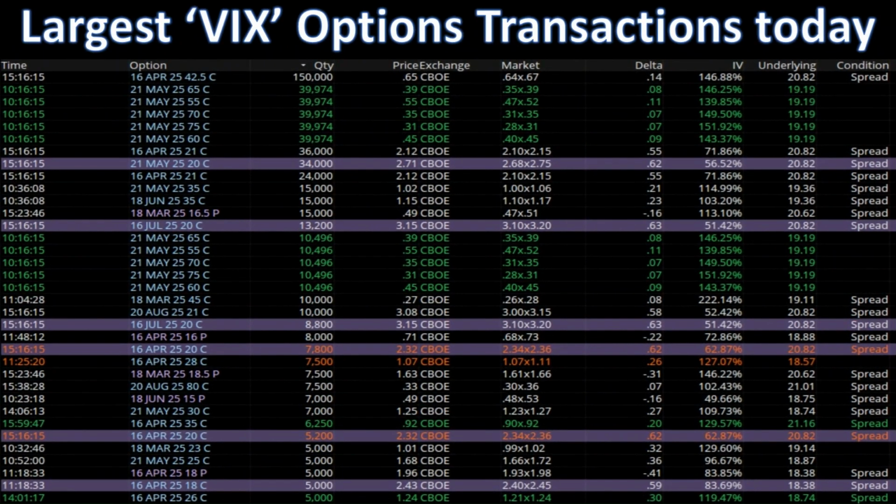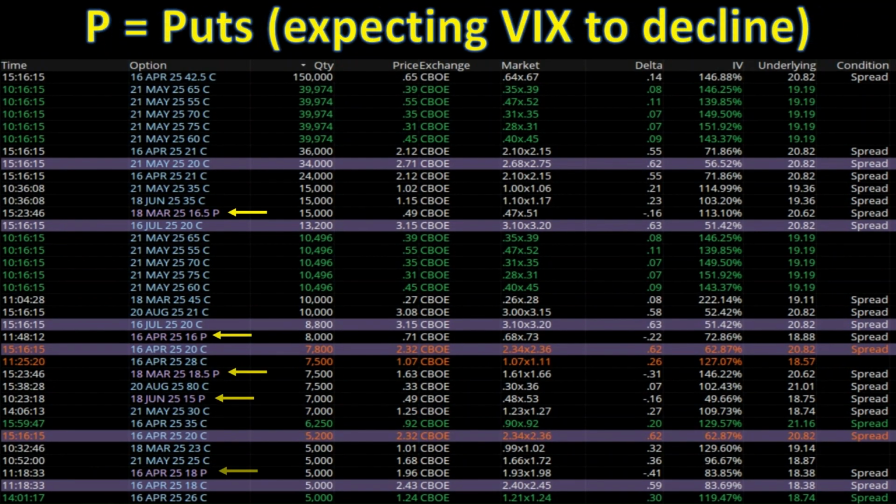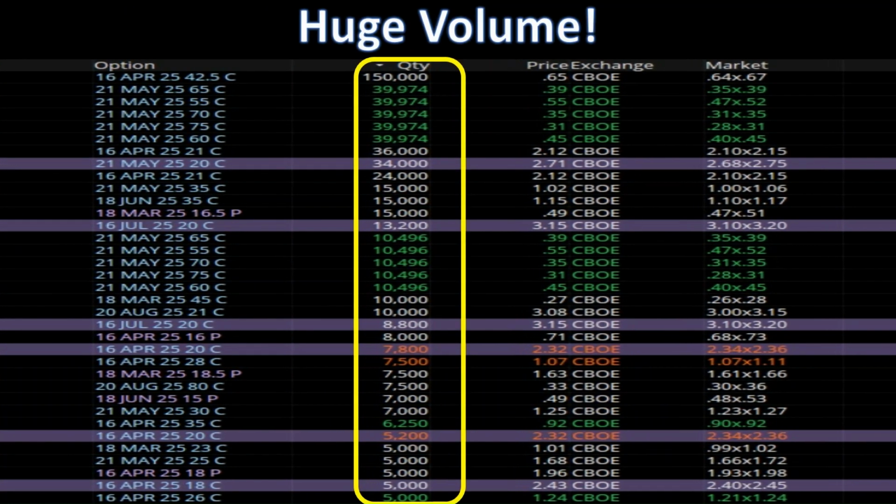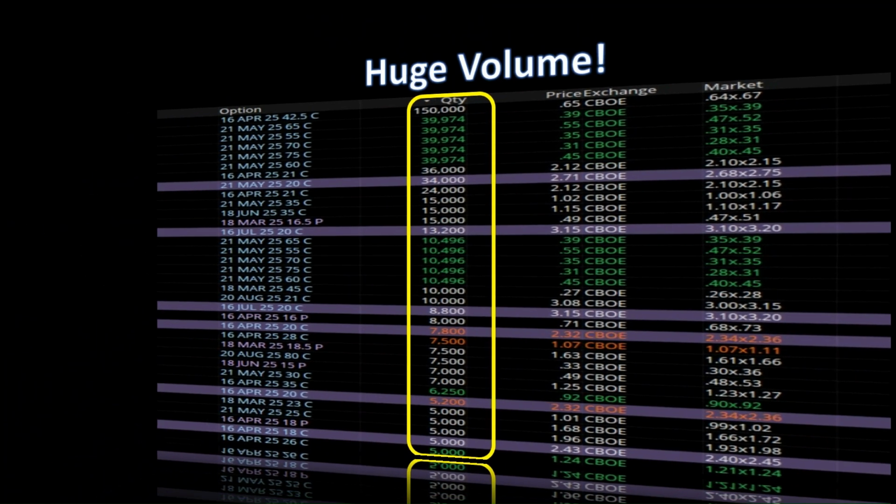Now, the largest VIX option transactions today, that's what we see here. And notice the ones designated with a P, those are puts. Again, a put contract is something you buy if you think the VIX is going to go down. The yellow arrows indicate which contracts are puts. Conversely, a great many more contracts were calls, purchased today expecting the VIX to go up. Great deal more calls than puts today. And by the way, all executing on huge volume. It certainly shows a bias.